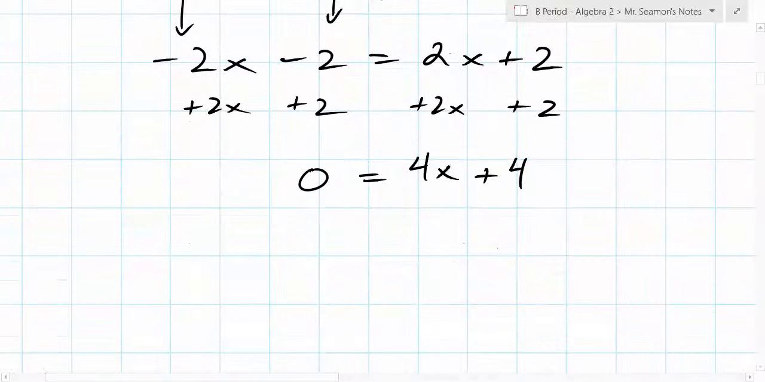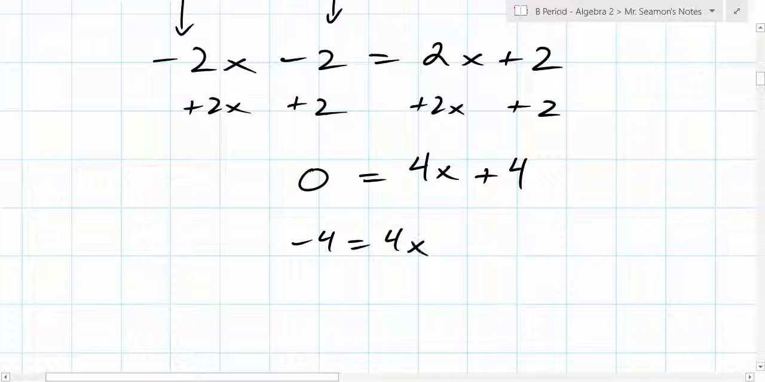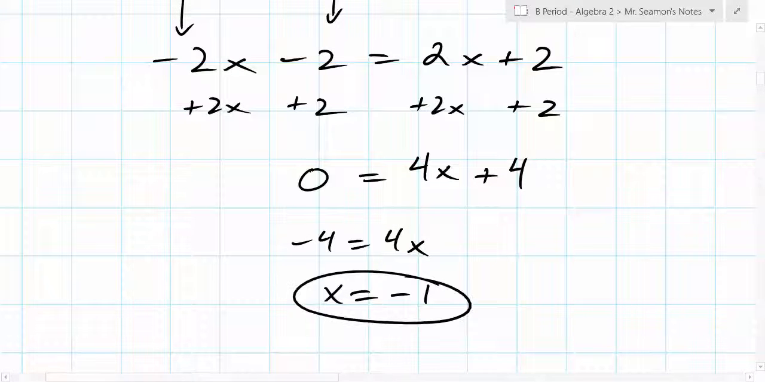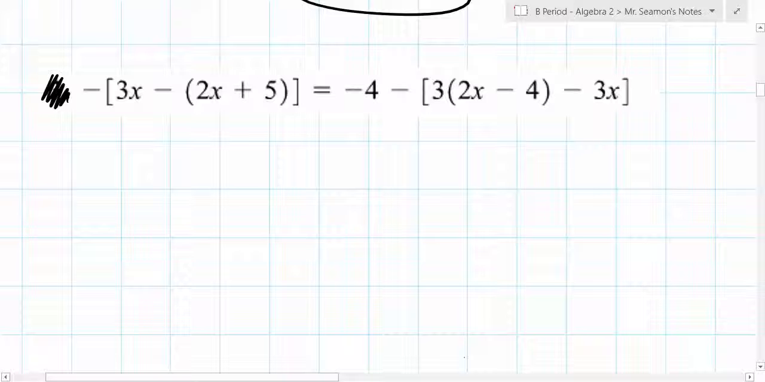Now what should I subtract from both sides? 4. So minus 4 is equal to 4x. Divide both sides by? Divide both sides by 4, and you get x is equal to negative what? There it is. If I look first, what should I do?